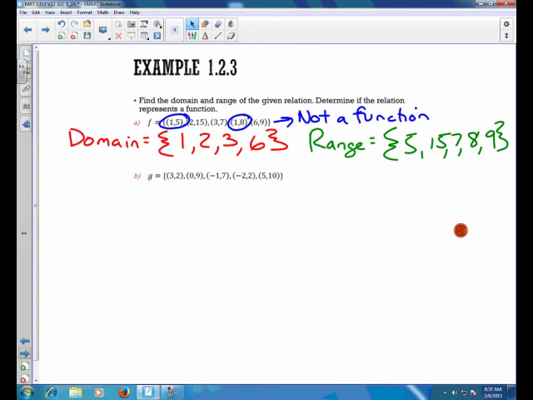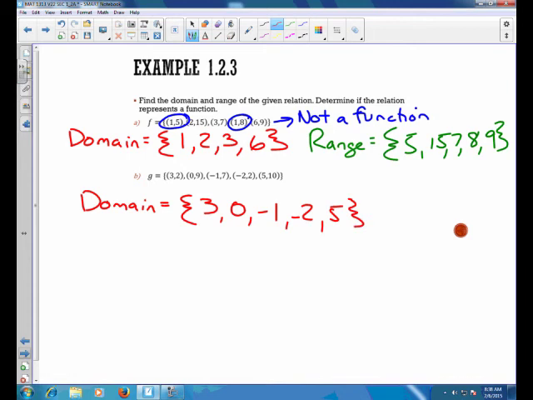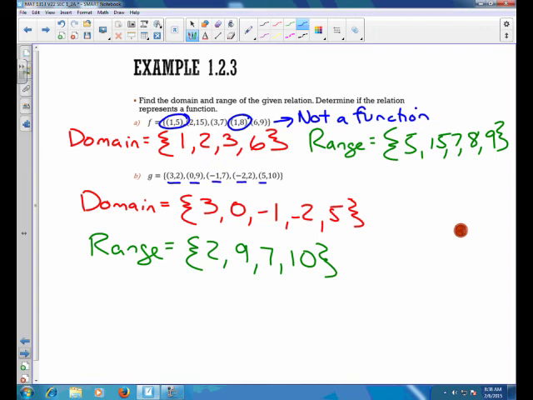Now for g, we can do a similar thing. We want to find the domain. The domain is the set of all the possible x values. So that's going to be 3, 0, -1, -2, and 5. The range, 2, 9, 7, and 10. Now we want to determine if it's a function. So we just look to see if the same x value gives us a different y value. But none of the x values are the same. So there's no way for the same x value to give a different y value. And so this one is a function.